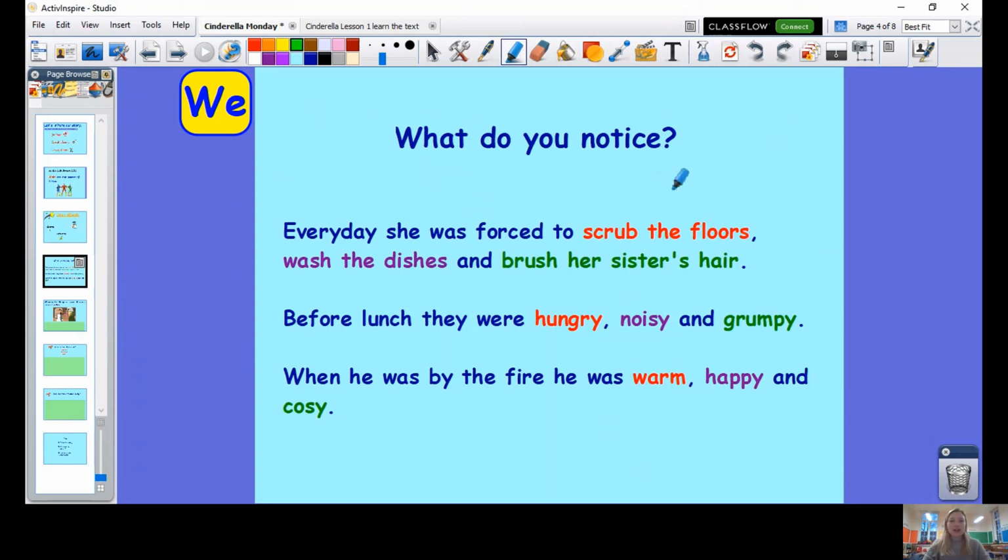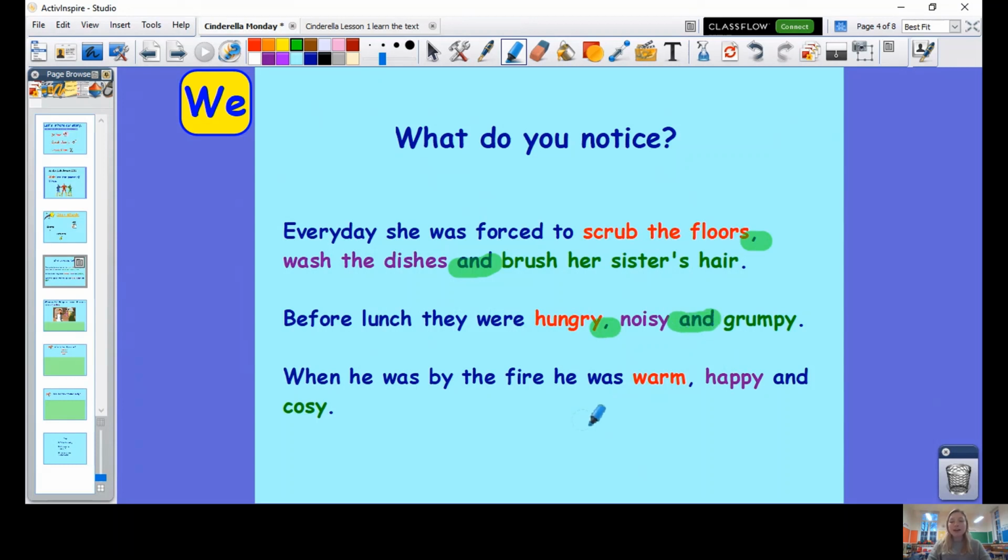So, every day she was forced to scrub the floors, wash the dishes, and brush her sister's hair. Now, when we're writing in groups of 3, we use a comma, just like we would in a list, to separate the first and the second one. And then we use that conjunction and before the third thing that we're listing. Next one, before lunch they were hungry, comma, noisy and grumpy.